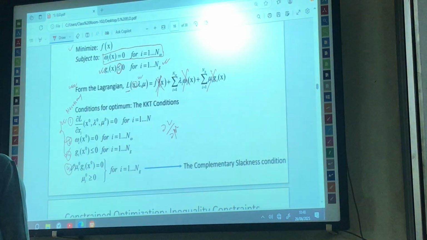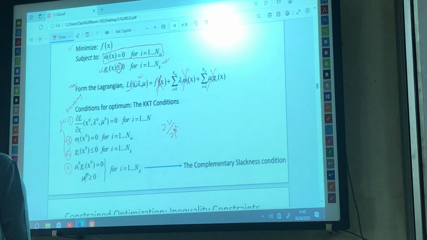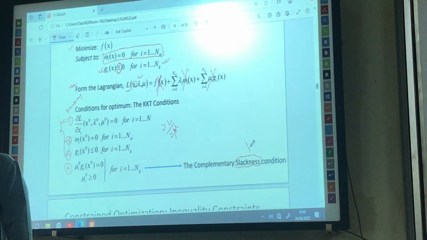So what is condition number 4? This is called the complementary slackness condition. Because here we have the mu. Mu is the slack variable. What is the meaning of slack? Slack means loose, that means not tight, or flexibility. That means this variable mu will give some kind of flexibility in our solution. That's why this mu is the slack variable. How? We will now see.